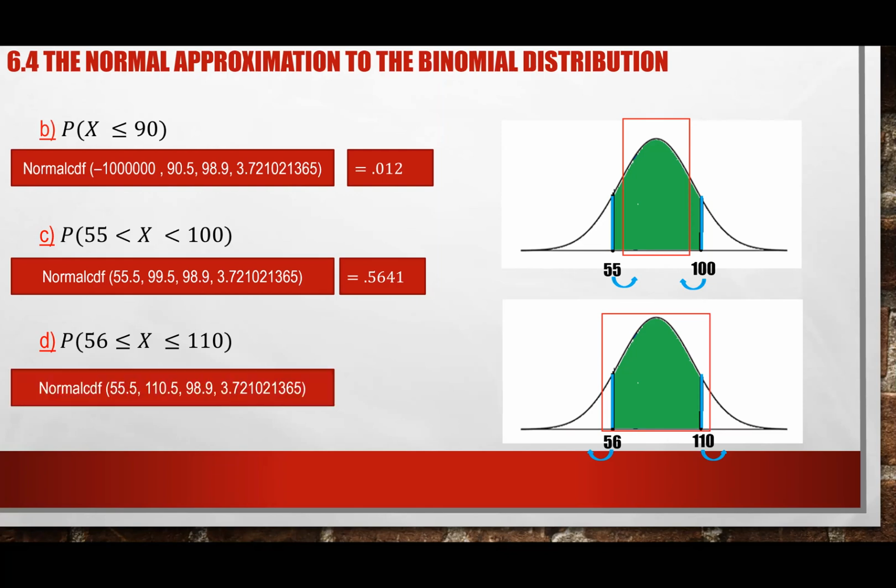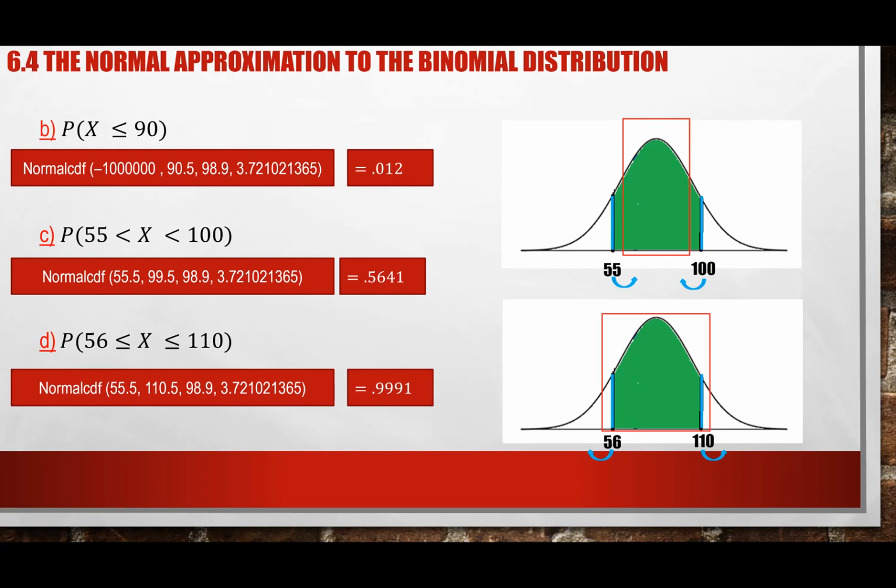So if you look at this here, as you can see, 56 minus 0.5 gives you 55.5, and 110 plus 0.5 gives you 110.5. And again, the mean and the standard deviation are the same. Once you plug this in, it is 0.9991, right? Almost including every single item you have, okay?